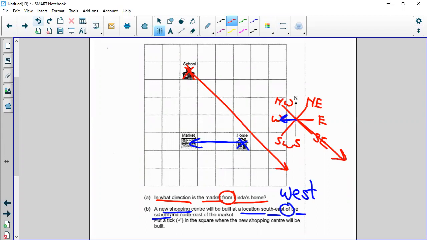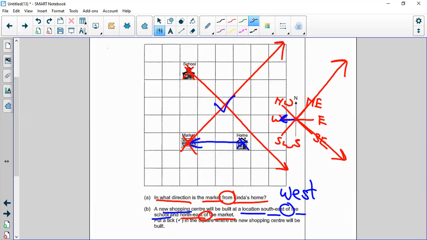And the shopping center is also northeast from the market. So you start from the market and you go northeast. Your northeast is here. So from here, the two lines meet at the place where you are going to build the shopping center, which is thick.